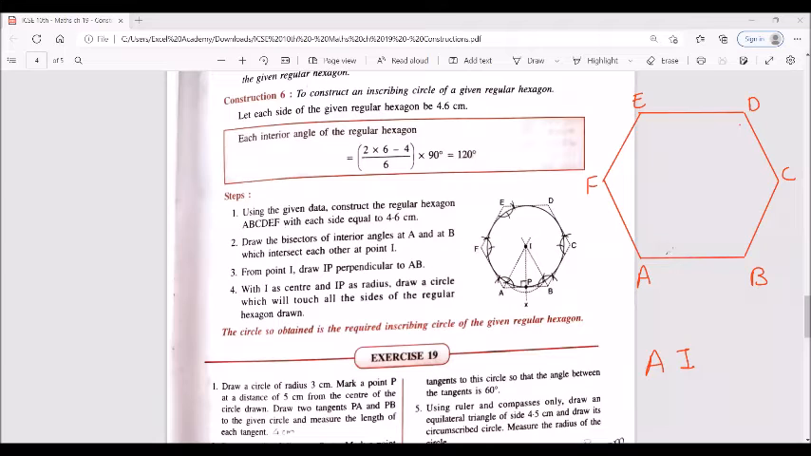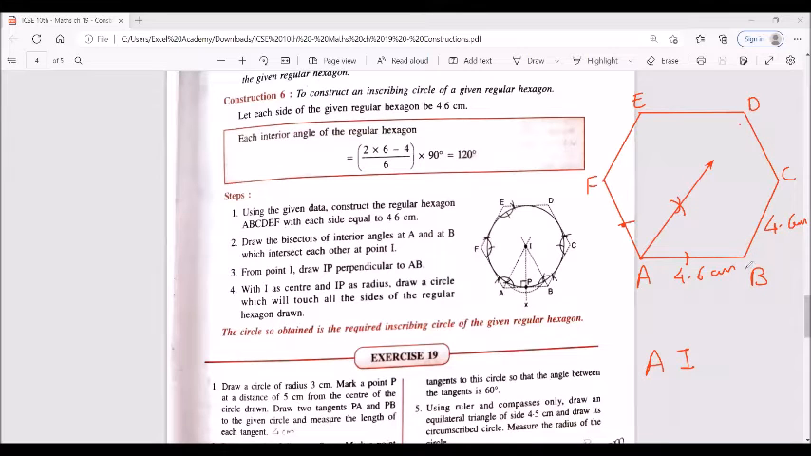So I'm going to bisect angle A now. I'll keep the compass at A. Take sufficient radius, any radius, obviously less than 4.6, right? This is 4.6 centimeter each, every side. So from A, cut an arc on AB, cut an arc on AF, same radius. Now from these two arcs, maybe the same radius, maybe a different radius, cut two arcs in the interior of the angle and join them. We joined them.